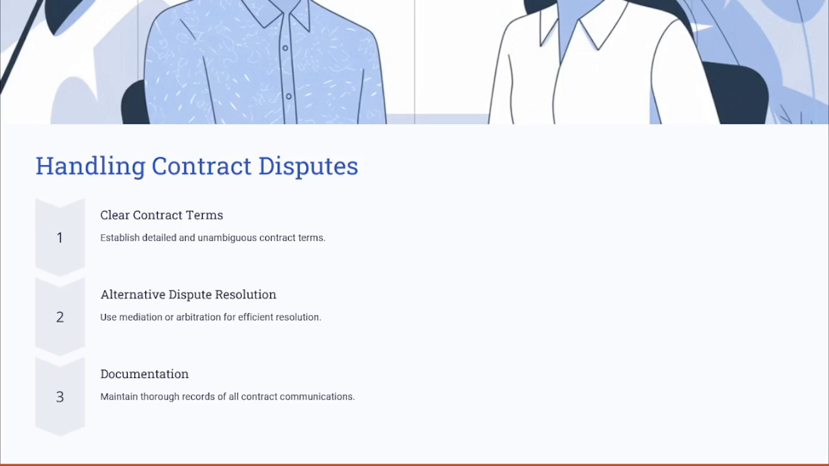Let's see now how to handle contract disputes. Contract disputes can arise from ambiguous terms or unmet expectations. So ensure to establish clear and detailed contract terms, including the penalties, the deadlines, and all of these considerations, to ensure that the supplier or the stakeholder has clarity on what to expect from that contract. Use alternative dispute resolution, or ADR, methods like mediation or arbitration, and maintain thorough documentation of all of the contract communication as well. This is how you can handle the contract dispute.